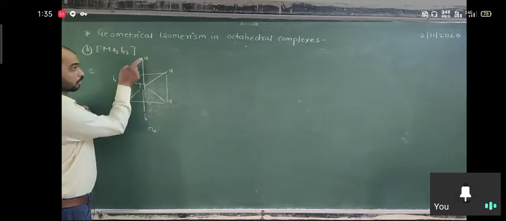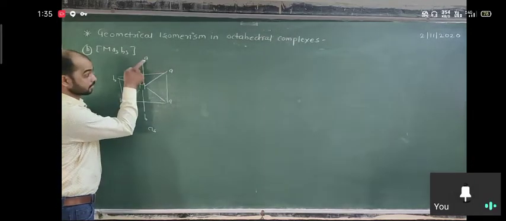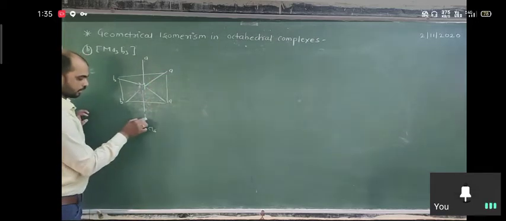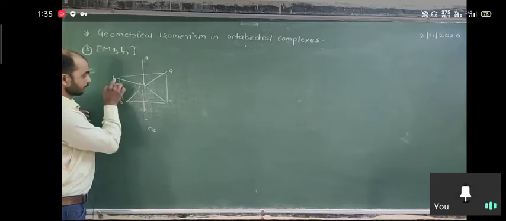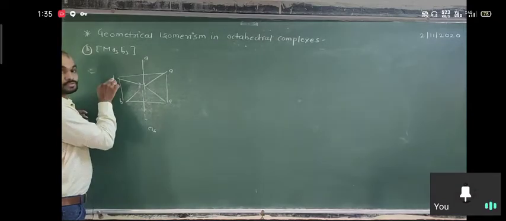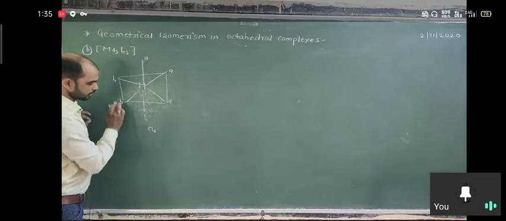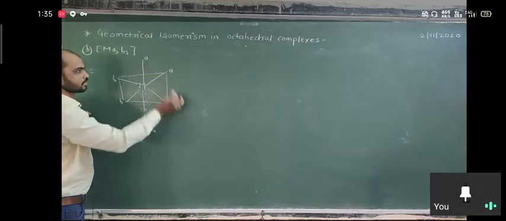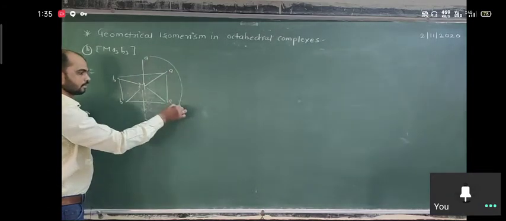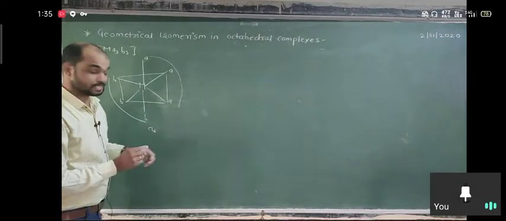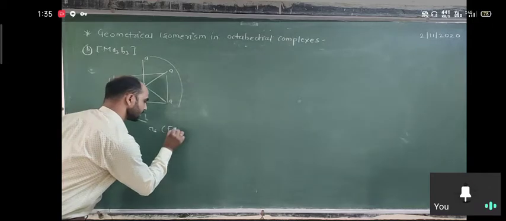Okay, look here: positions 1, 2 are cis, 1, 3 cis, 2, 3 cis. Here 6, 5 cis, 6, 4 cis, 6, 5 again cis, and here 4, 5 again cis. So all three are cis to each other, and these three and these three are cis to each other. So it is called cis. Another name is facial isomer.